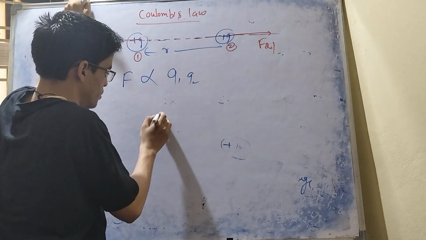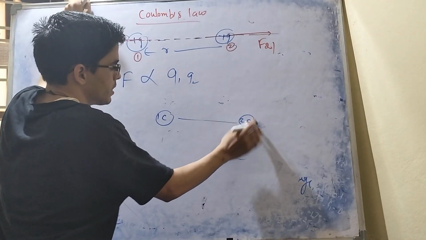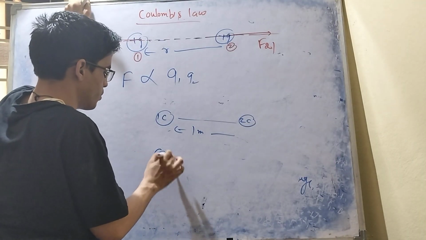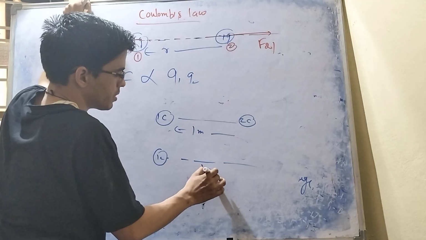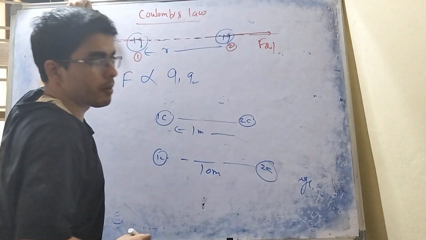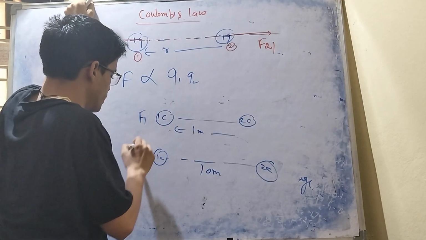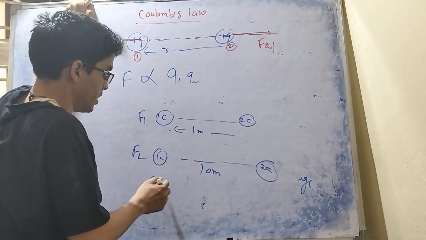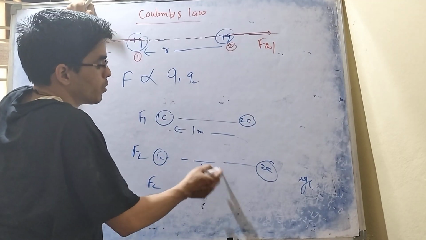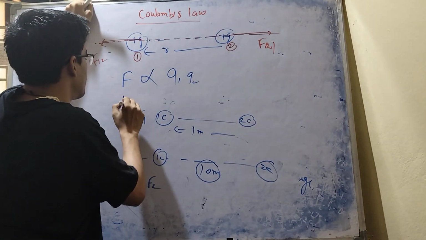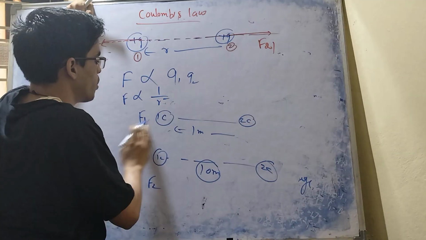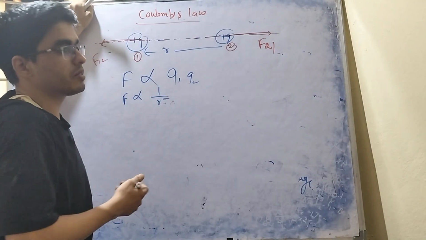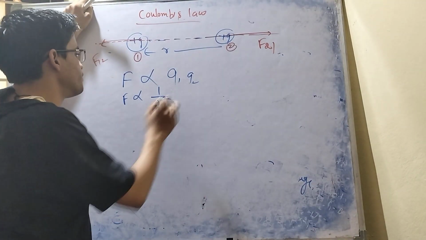Next, I am asking one question. We have a 1 coulomb charge here and a 2 coulomb charge here, and suppose this distance is 1 meter. Now in the second case, we have a 1 coulomb charge and a 2 coulomb charge, and now the distance is 10 meter. Tell me the force: suppose the first force is F1 and the second is F2. What is the relation between F2 and F1? You can tell me, sir, F2 will be less. Why? Because the distance is more. So force is inversely proportional to R square, because it is an inverse square function, so F is proportional to Q1 Q2 by R square.